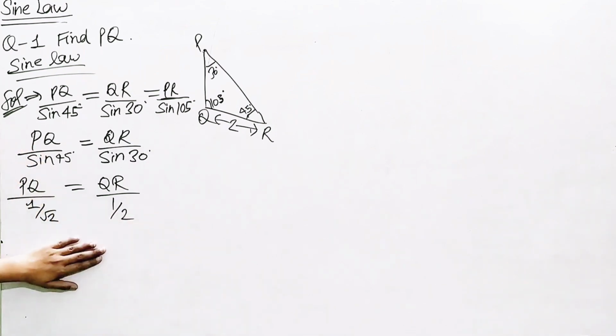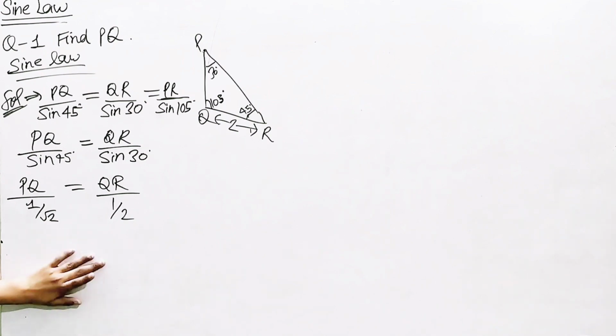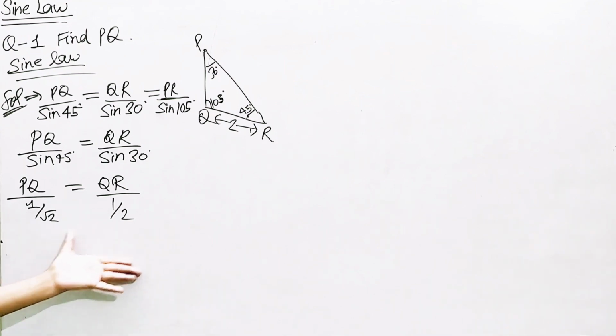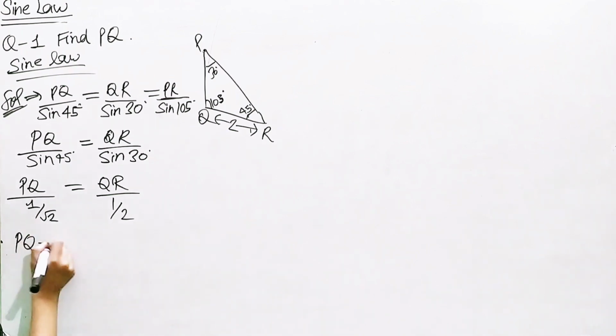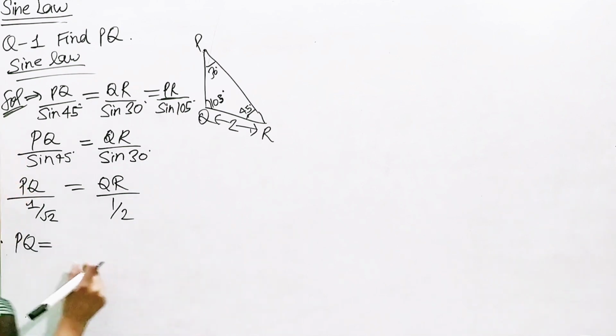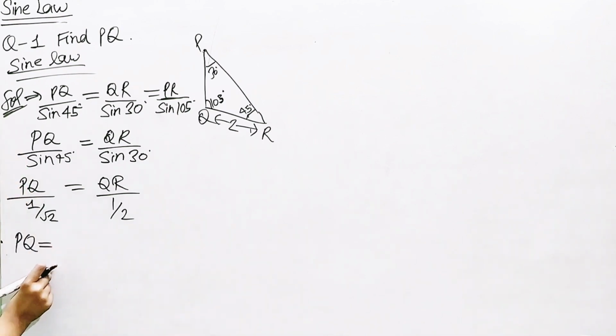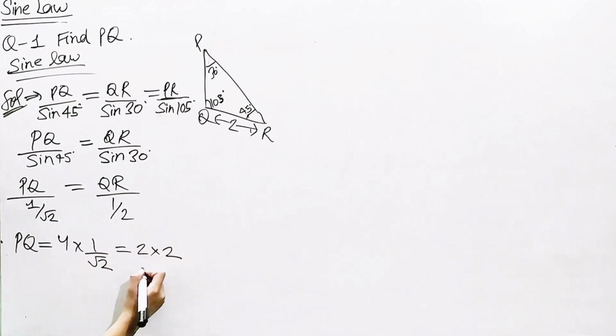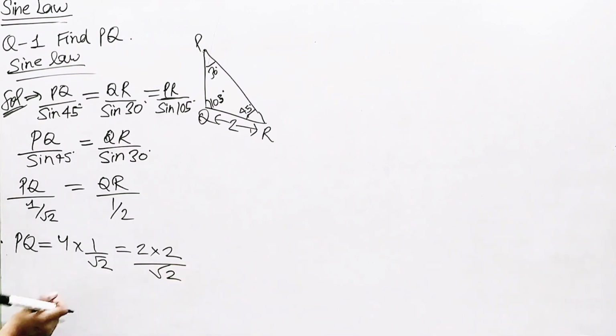Is it clear to you? Now we're going to simply solve it. So PQ into 1 by root 2 equals QR, which is 2, into 2, that is, 2 into 2 by root 2.